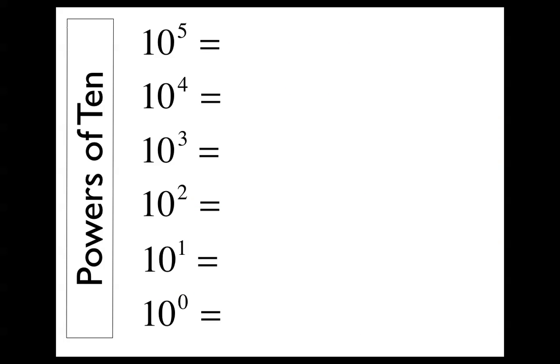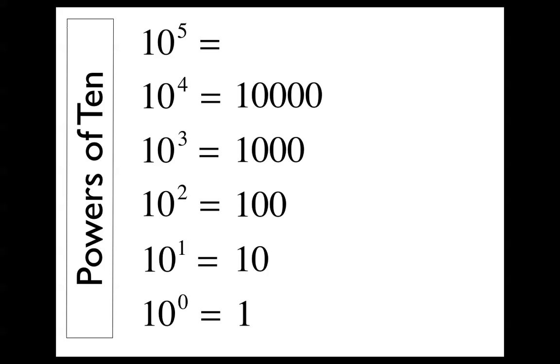So check this out. You know what 10 to the 0 is, because anything to the 0 is 1. And you know what 10 to the first power is, that's just 10. And you know what 10 squared is, 10 times 10 is 100. And if you multiply that by 10, you get 1,000. And then 10 to the fourth would be 1,000 times 10, which is 10,000. And then 10 to the fifth would be 100,000.